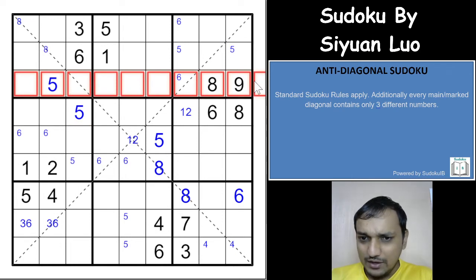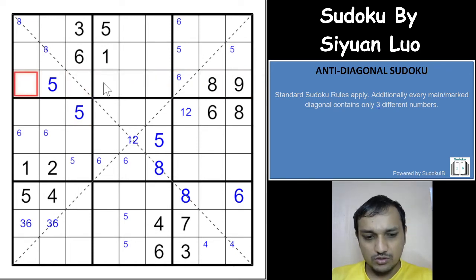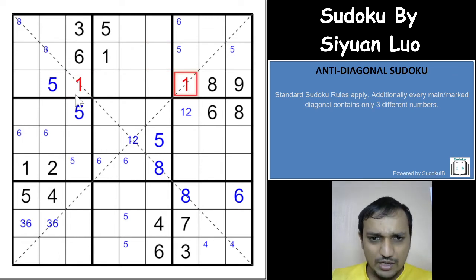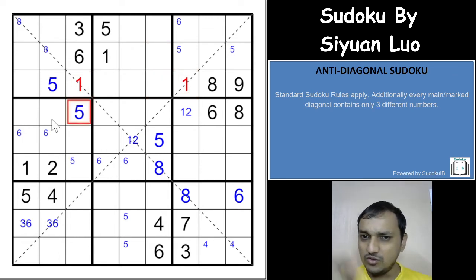Where can you have 1 in this row? You cannot have it here. You cannot have it here. 1 would have to be in one of these two cells in this row, right? I'll mark that with a different color here for us to see what is happening here, right? 1 can be in any one of these two cells in this row, which means on one of the diagonals you will have 1. Exactly, right?